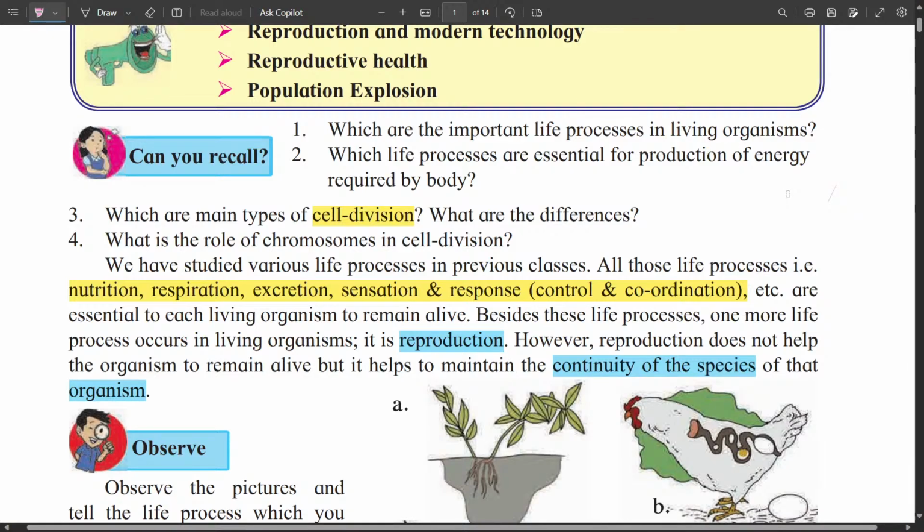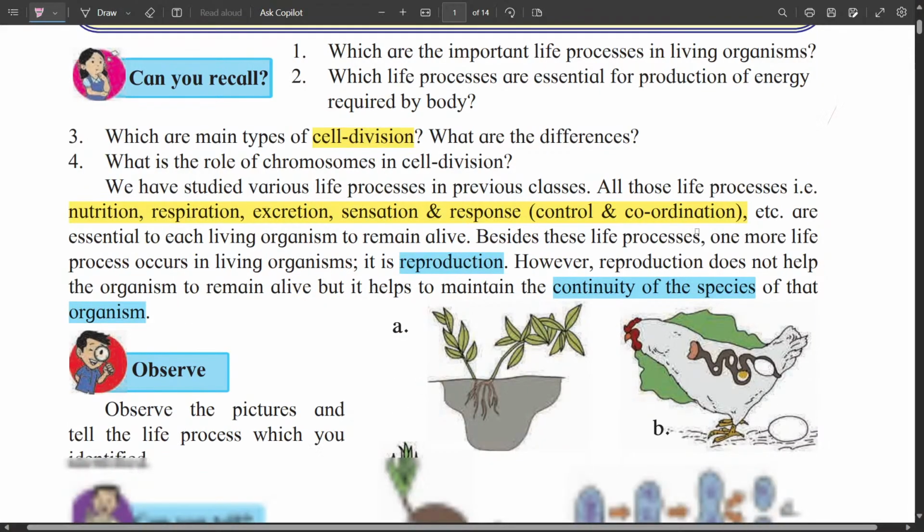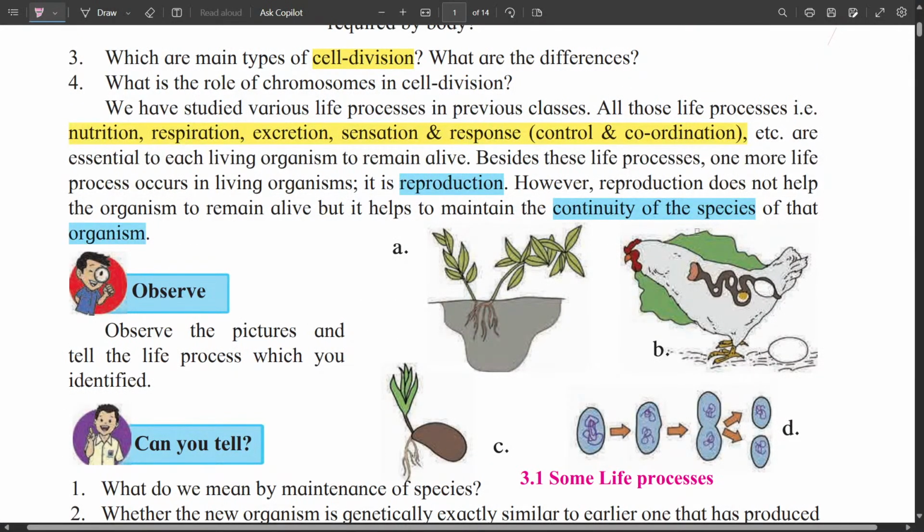So to avoid the extinction of the species, that means to continue the species or to keep the number of organisms in that species constant, reproduction is necessary. Reproduction is not necessary for the life of an individual. It is necessary for the continuation of the species.